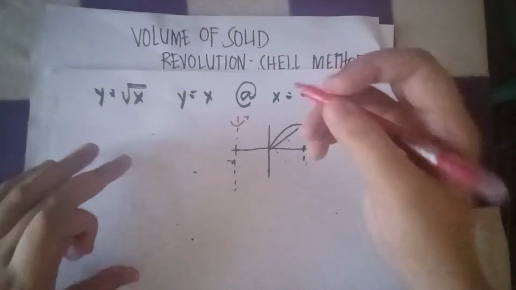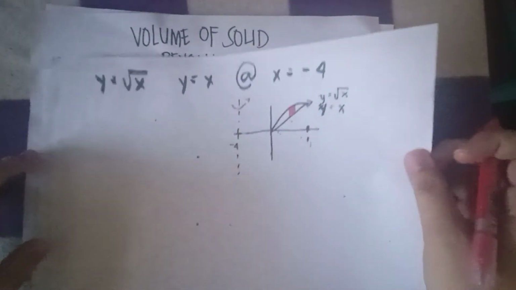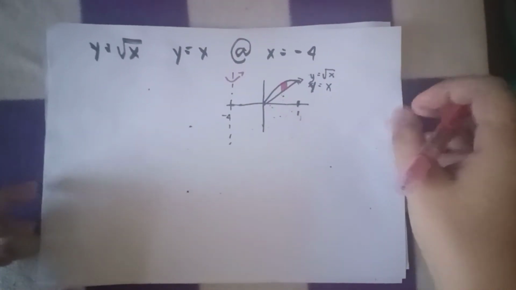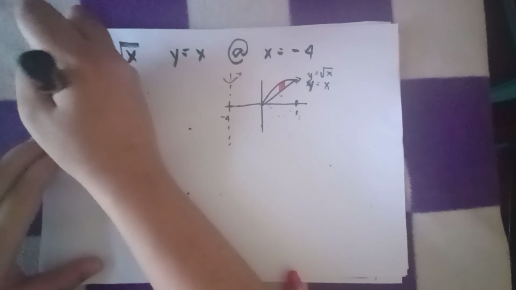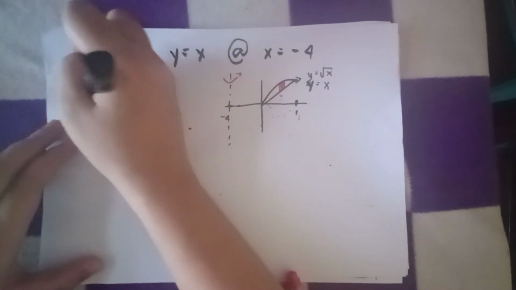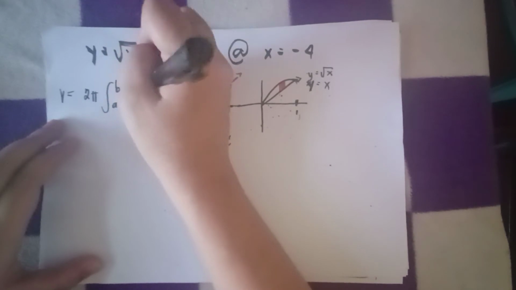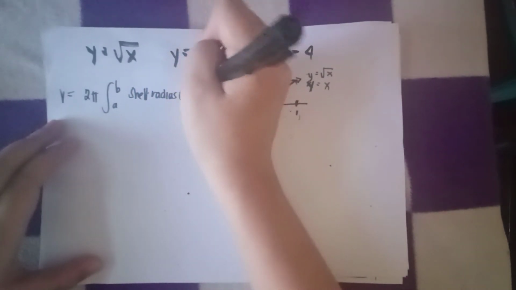So, ibig sabihin ng ating cylindrical shell is pag ganito. So, no need na para change ng given in terms of y. Hayaan natin naka-x siya. Meron lang tayong mangyayaring konting pagbabago. By the way, ito pala yung formula: 2 pi integration from a to b, then shell radius multiply by height.